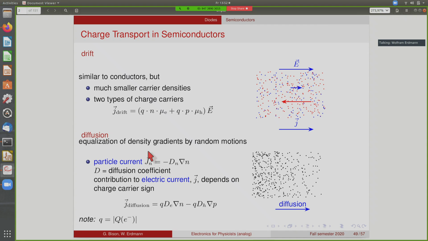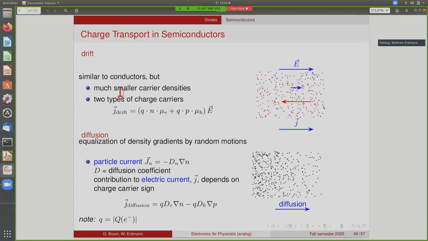Okay. The last important effect that we need to understand for understanding semiconductor devices is charge transport. So there are two important effects here. One is drift, which is similar to what happens in a conductor. So the charges are moved by an electric field.